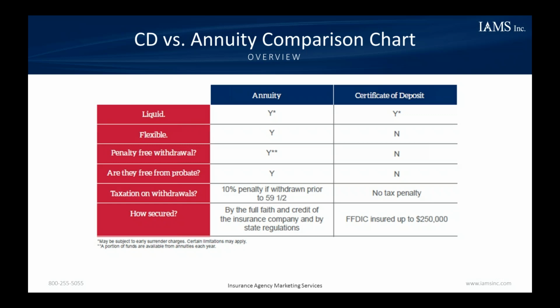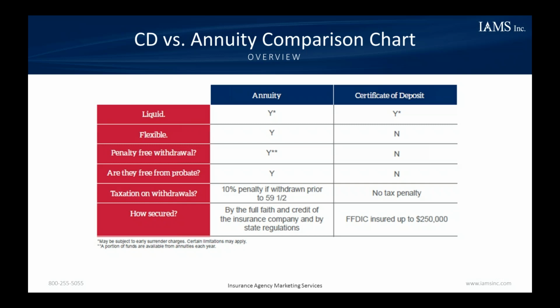Taxation on withdrawals. So is there taxation on the withdrawals of an annuity? Here it's talking about penalties, but the answer to the question is it may be. It just depends on whether that withdrawal represents gain in the contract. But generally speaking, when you take money out of an annuity, it is taxable. You take money out of a certificate of deposit, it's not taxable as such.